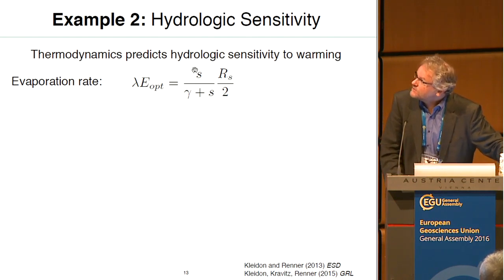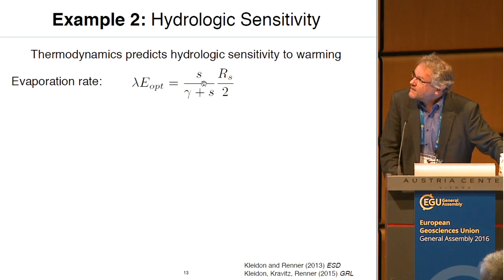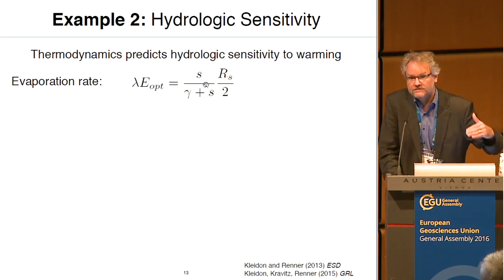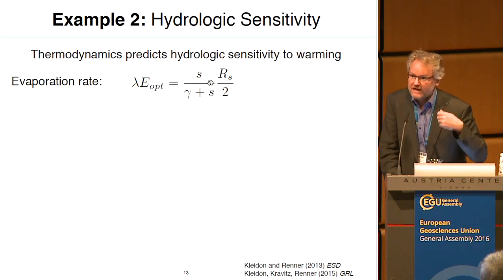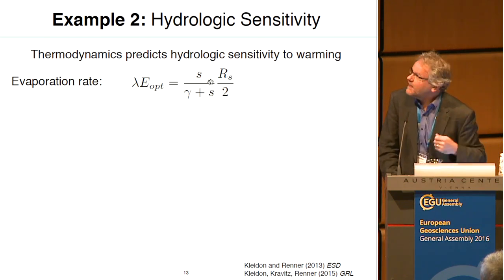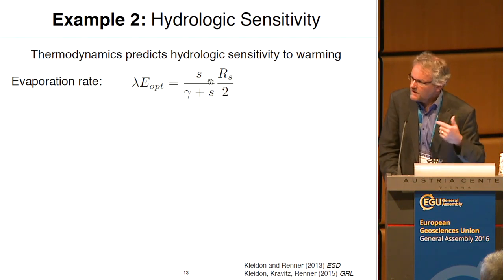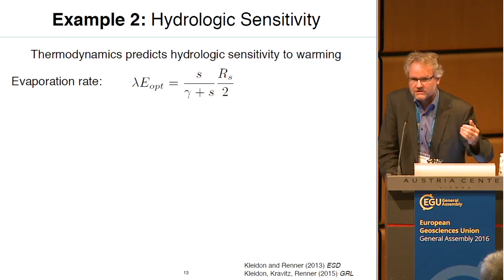It includes the absorbed solar radiation and a ratio that for some hydrologists might be well known. It's the equilibrium evaporation concept. It's the slope of the saturation vapor pressure curve and the psychrometric constant. These are both physical properties. And we can now think about what happens if the surface warms. There are two different reasons why it warms. It can warm because you have an elevated greenhouse effect, or you can have warming because solar radiation increases.